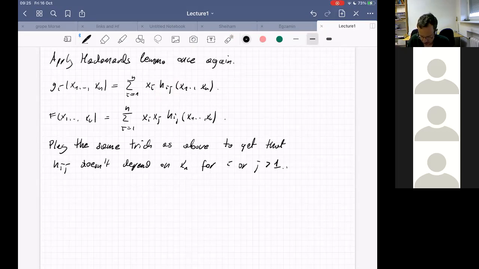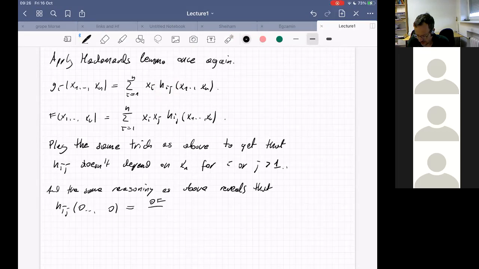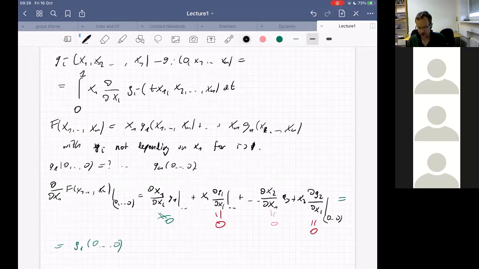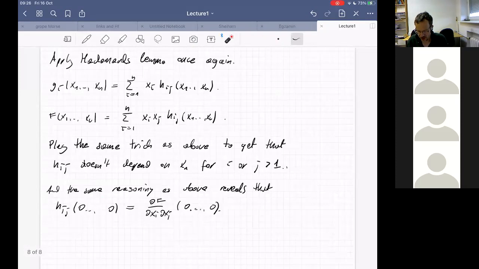And then again, the same reasoning as above reveals that h_ij of 0, 0 is d²f over dx_i dx_j at 0, 0. That is again the same statement as we did on this blackboard. So I don't repeat it because it's more notation, but conceptually it's the same.